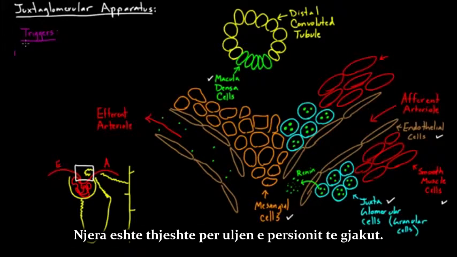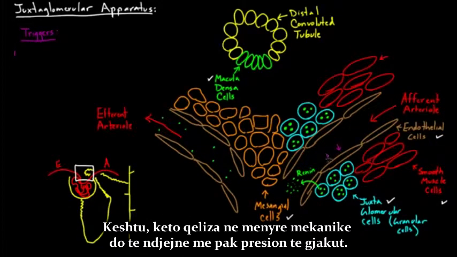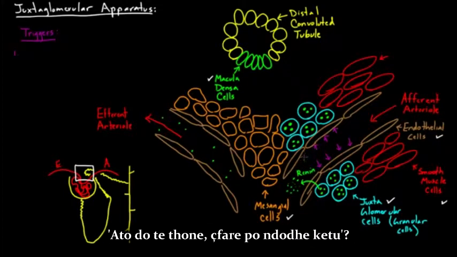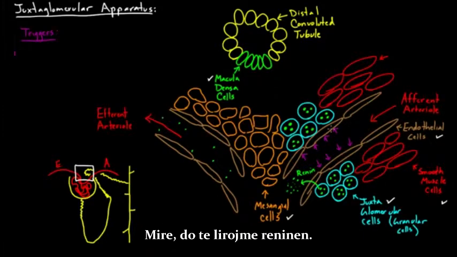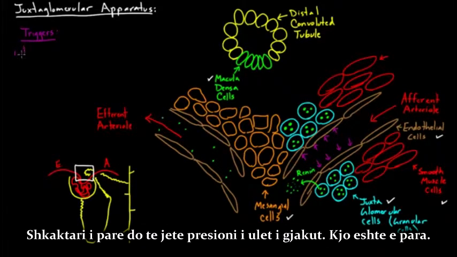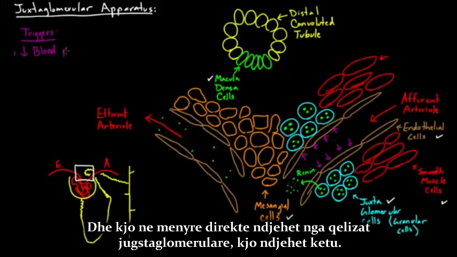So one is simply low blood pressure. These cells are going to feel, mechanically, less blood pressure. They're going to say, well, what's going on here? Pressure is low. We've got to do something about it. Great, we're going to release renin. So one trigger would be low blood pressure. That's the first one, and that's directly sensed by the juxtaglomerular cells. So that's sensed right here. I'm going to draw a 1 for that.